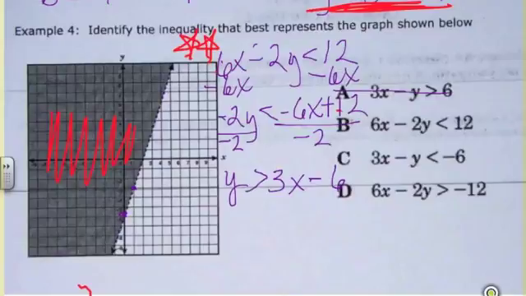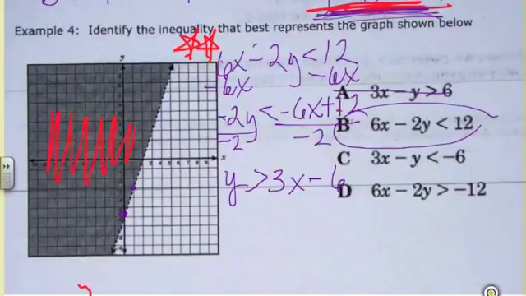You flip it. So it becomes y is greater than 3x minus 6. Okay? Alright, so that's the answer I'm looking for, right? Okay, so my correct answer then is B.